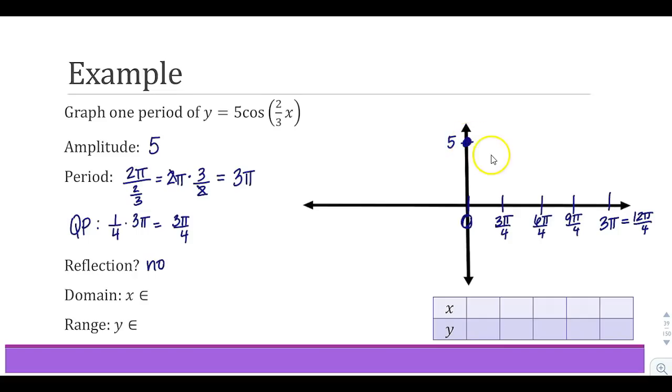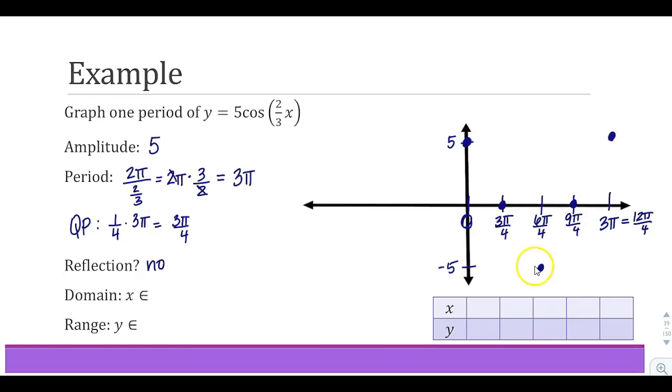And then the cosine function, after starting at the amplitude, goes down to get to the next tick mark where it's on the x-axis. So I'm at 3 pi over 4, 0. And then I go all the way down to negative of the amplitude. So 6 pi over 4 is going to be down here at negative 5. Then back to the x-axis. And then at 3 pi, I have to end up where I started, up at positive 5.